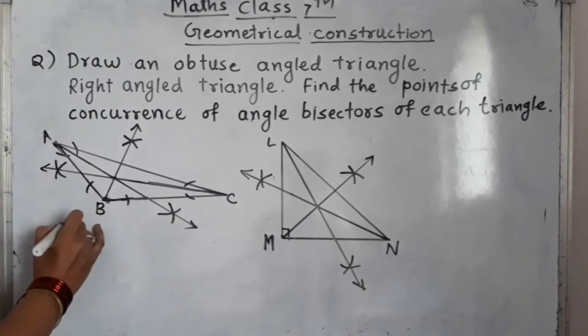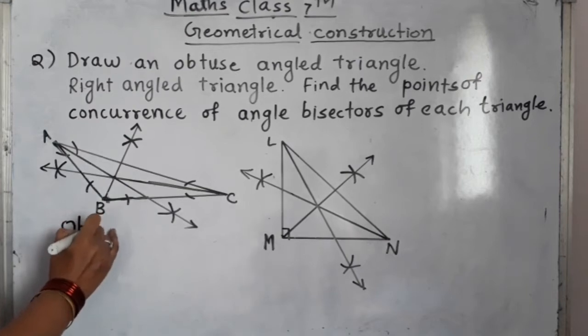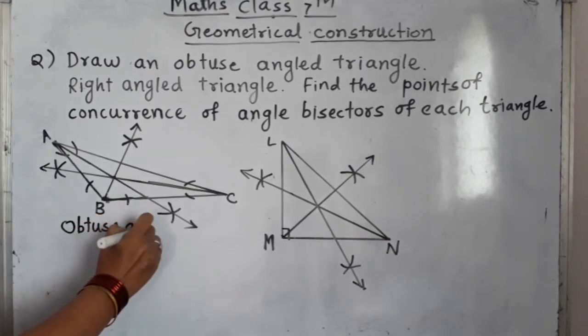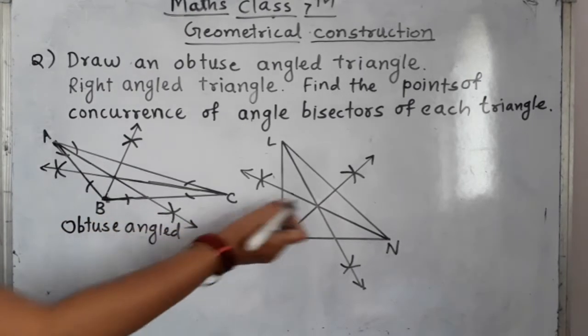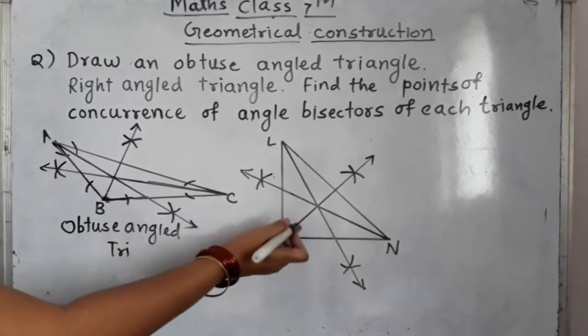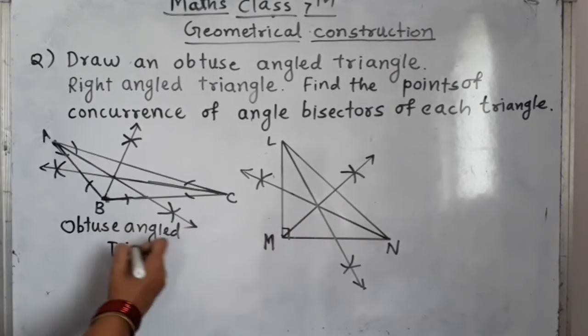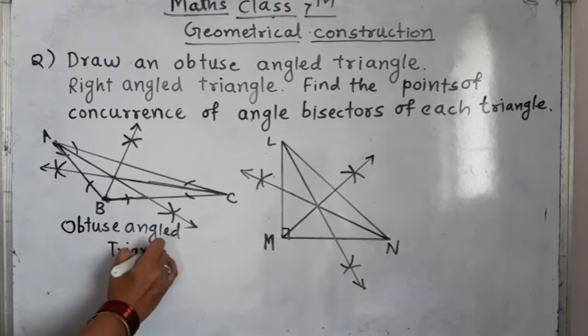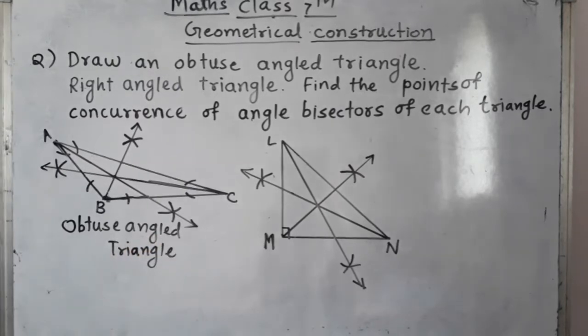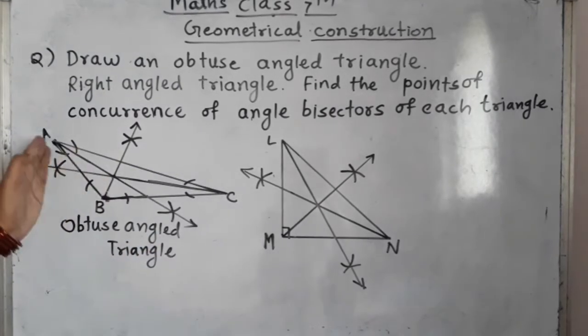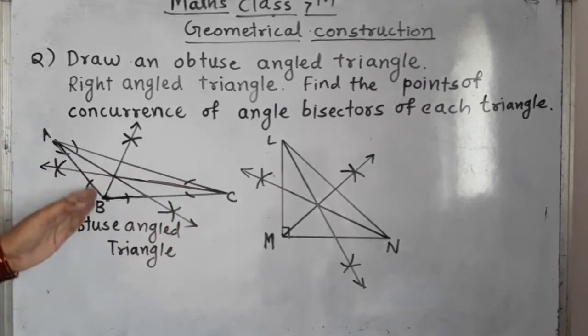This triangle is obtuse angled triangle and this triangle is right angle triangle. We have to draw the angle bisector of each angle.